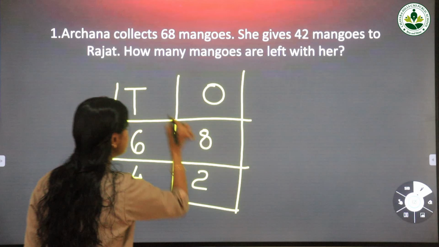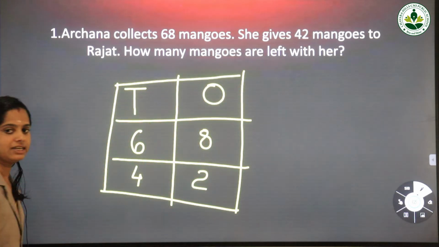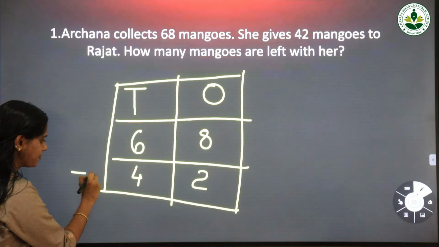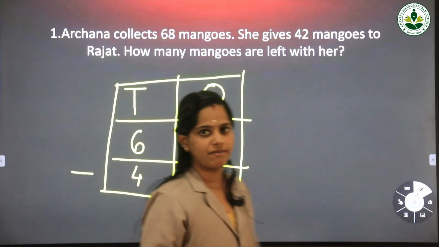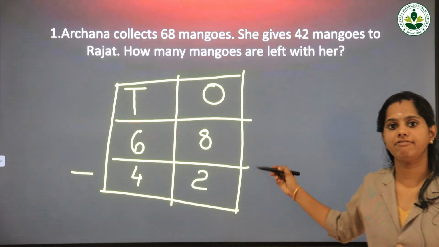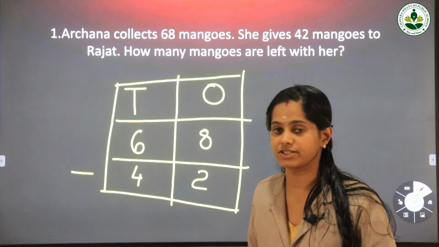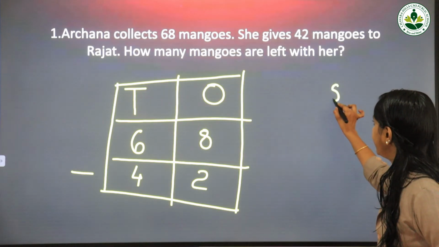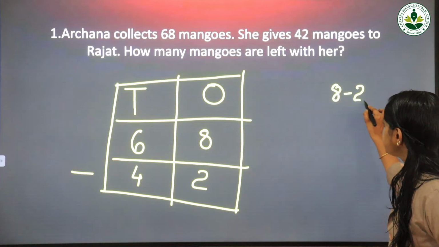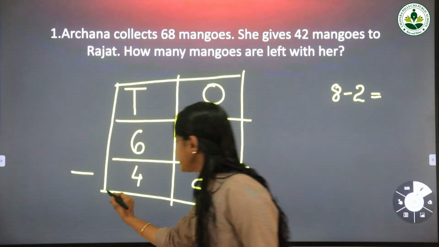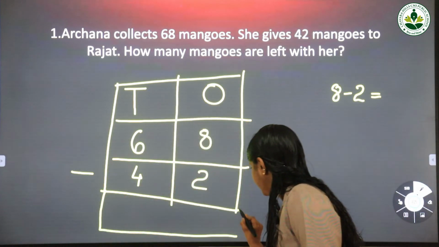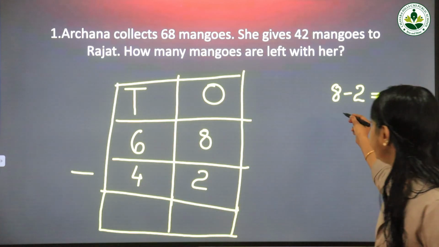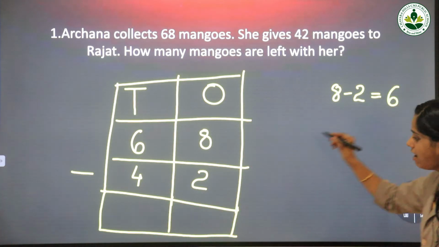Okay, let us start our subtraction. For this, first we put the minus symbol, the subtraction symbol. First, we subtract the digits in the ones column. Subtract 2 from 8. We know that 8 minus 2 is equal to 6. So, we can write 6 in which column? Ones column or tens column? Yes, we write 8 minus 2 is equal to 6 in the ones column.